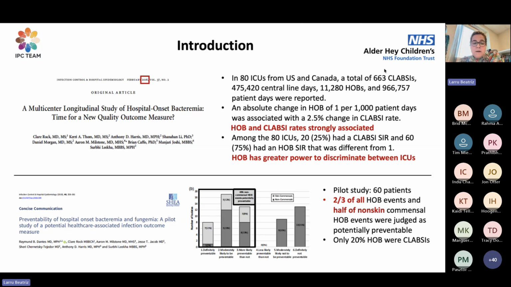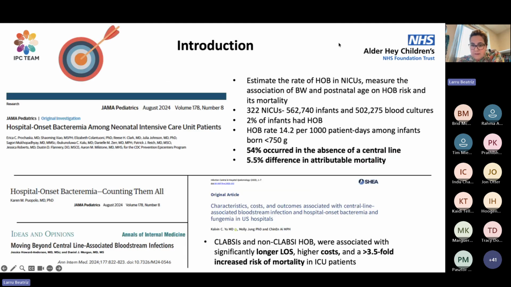So that was done by the same group, the same group that wrote the paper that I'm presenting. Also, 3 years later, they presented a paper, but it was a pilot study with only 60 patients in 3 academic hospitals. And they started talking about how many of these hospital-onset bacteremia events would be preventable. And what is also more important is that they started saying that not all of them will be counted. When you only count CLABSIs, you are going to miss many of the hospital-onset bacteremia events. So only 20% of the hospital-onset bacteremia events were considered CLABSIs, and approximately, as I said, a third would be considered preventable.